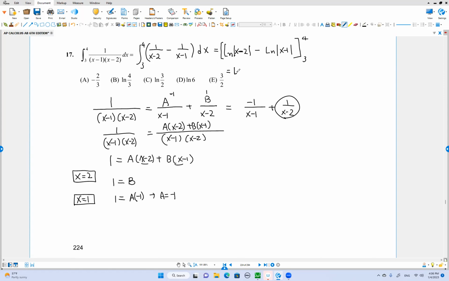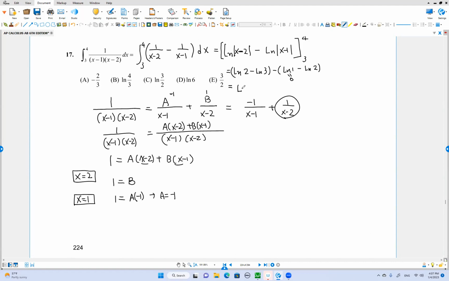Over there, ln 4 minus 2 is 2, right? We don't need the absolute value. That is a positive, right? ln 2 minus ln 4 minus 1 is 3, that is ln 3. Put this number 3 there. ln 3 minus 2 is 1. ln 3 minus 2 is what? ln 2. ln 1 equals 0.